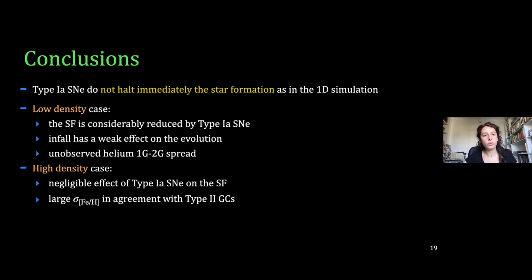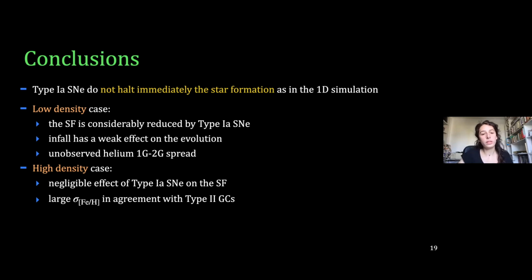So going to the conclusions, I've shown that type 1a supernovae are not able to halt star formation immediately as in one dimension, and their effects vary depending on the density of the ISM. For low densities, the star formation is actually reduced by type 1a supernovae, but the major effect regards inflow. Type 1a supernovae are halting the inflow, and this is actually required by the AGB scenario to survive. So we end up with an observed helium spread between the first and the second generation.